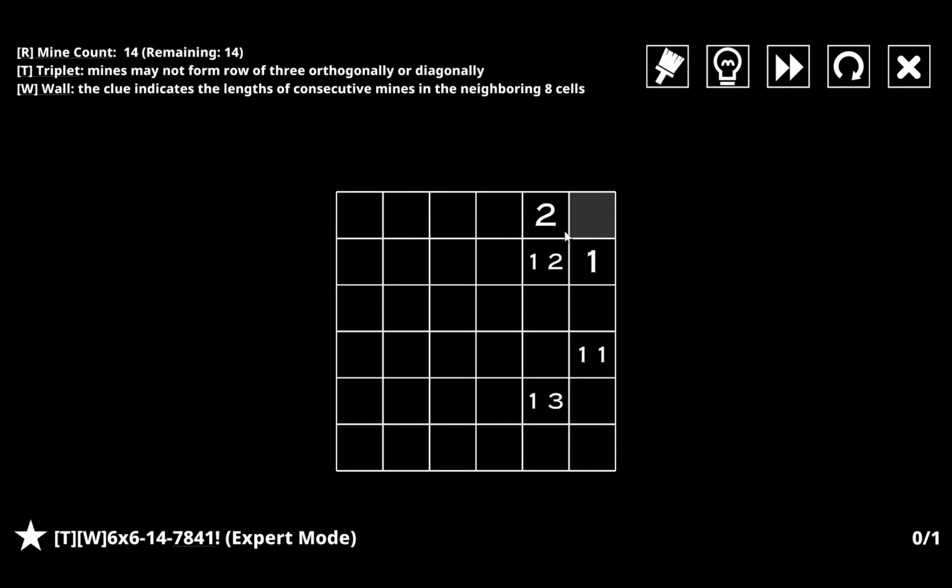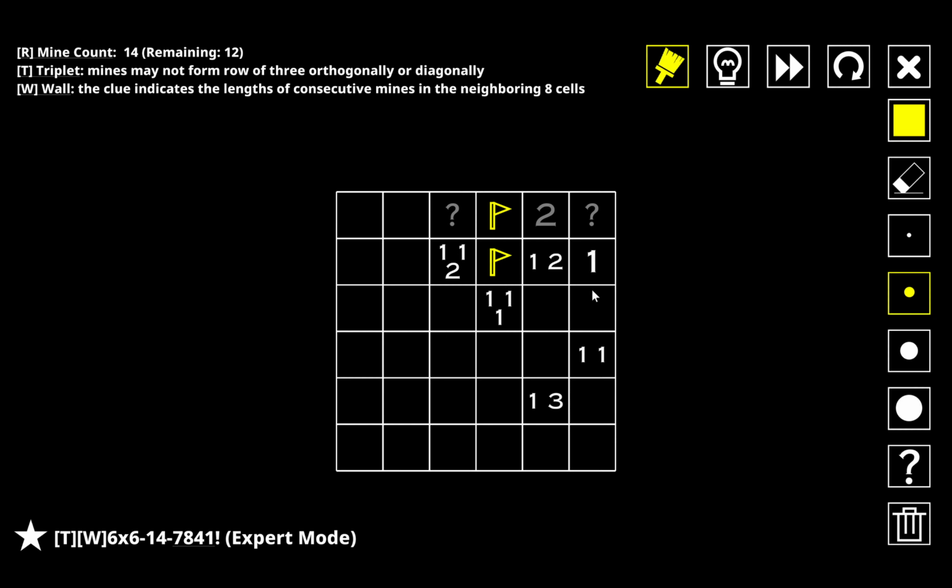There we are, looks like that's the one they want me to find, so you can see now for this 2, that's the only way to fill it in, but that would get us a row of 3 if we don't mark this one as a non-mine. Similarly, we could just do that from some wall clue logic. Okay. So now then, let's consider what happens in each of these cases.